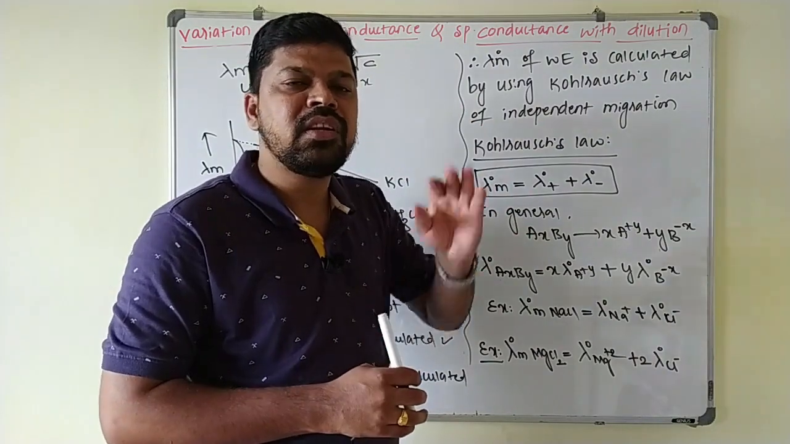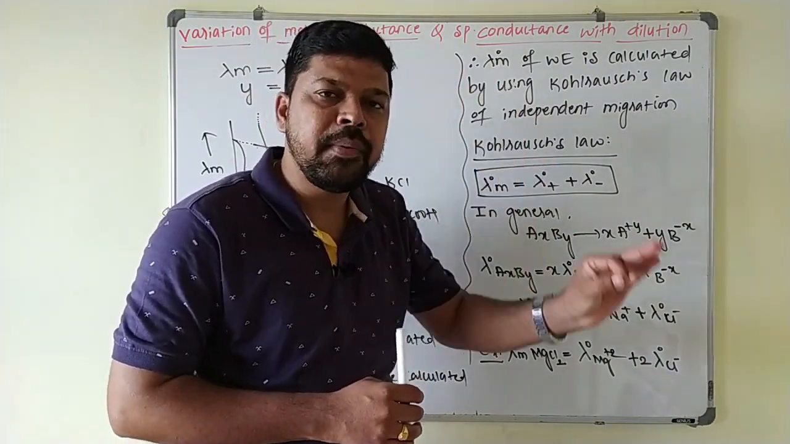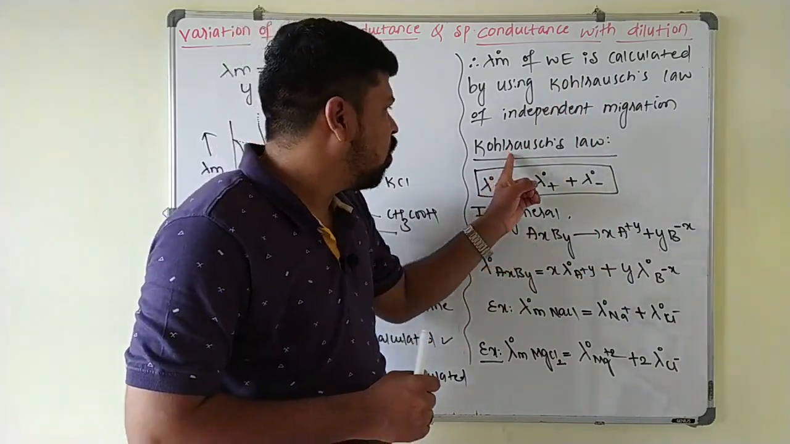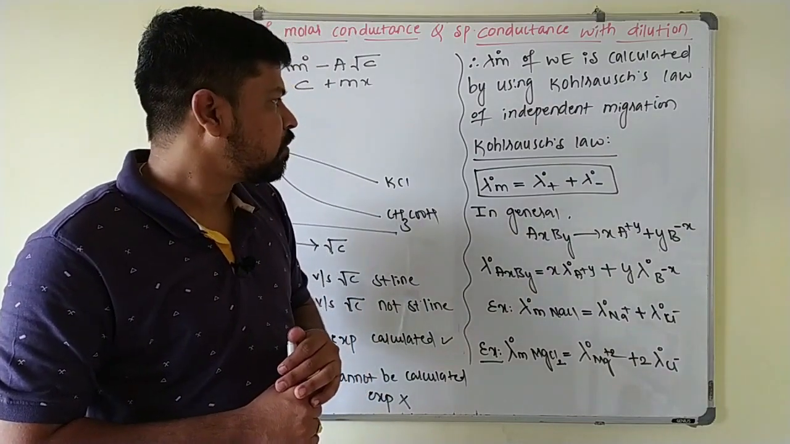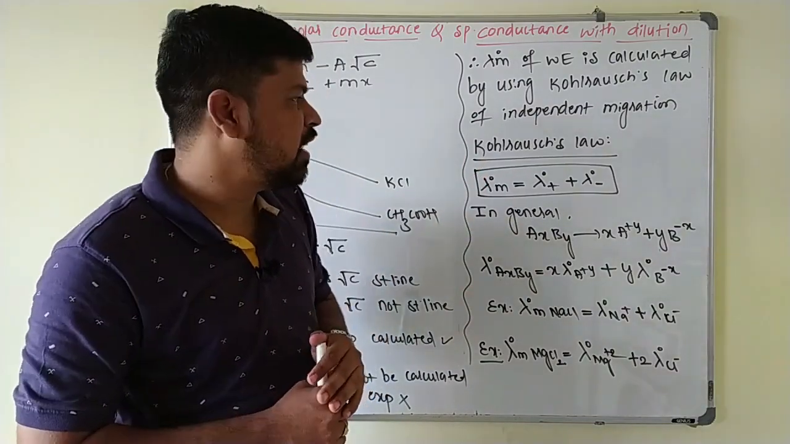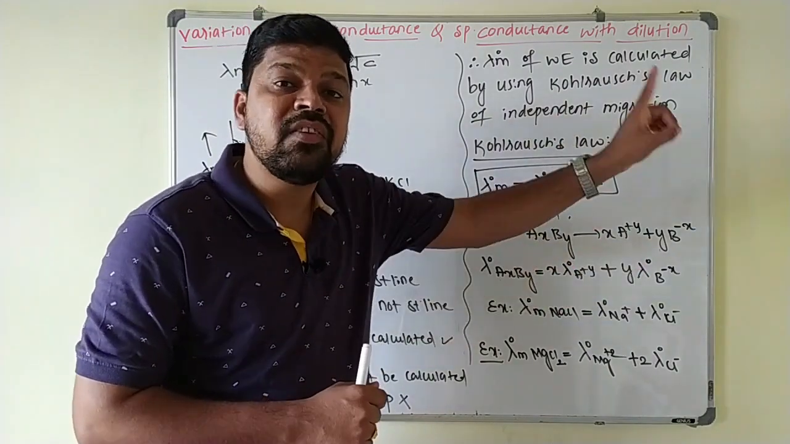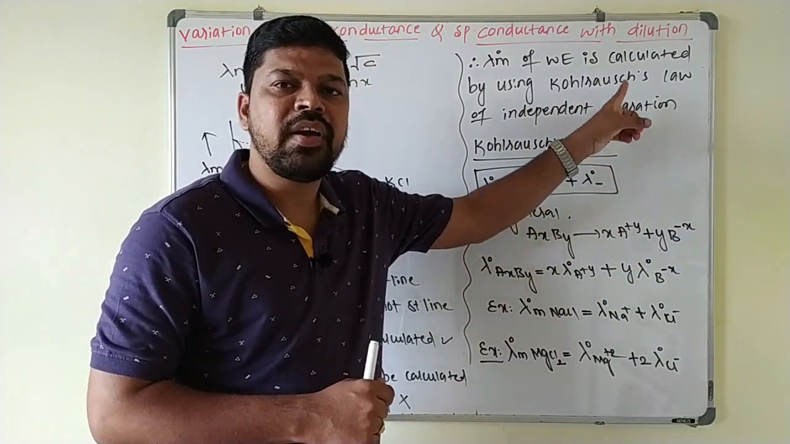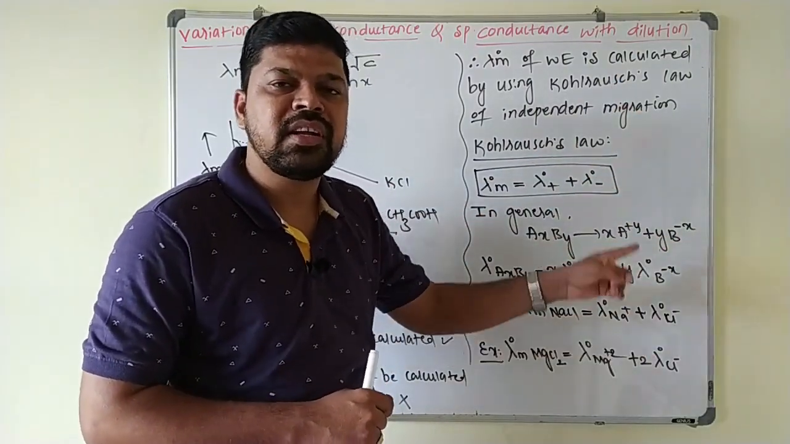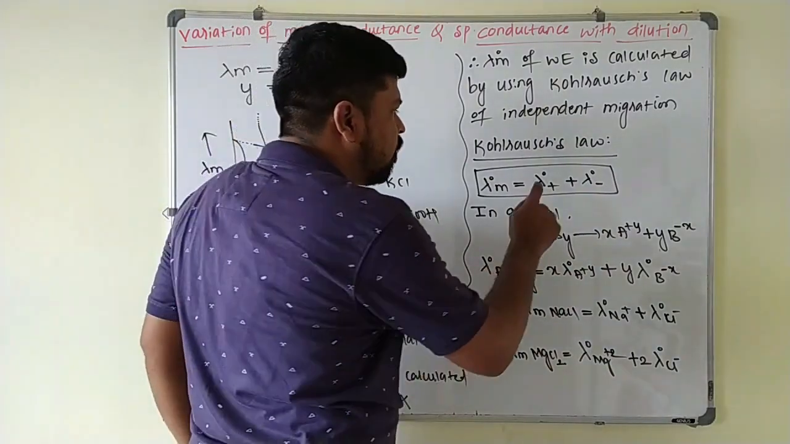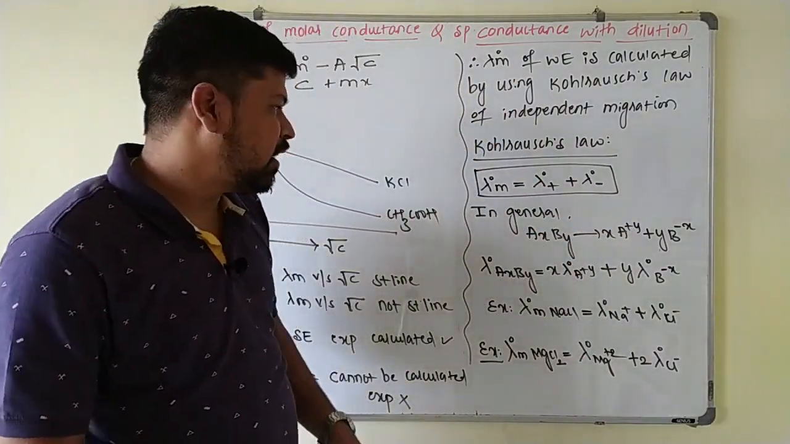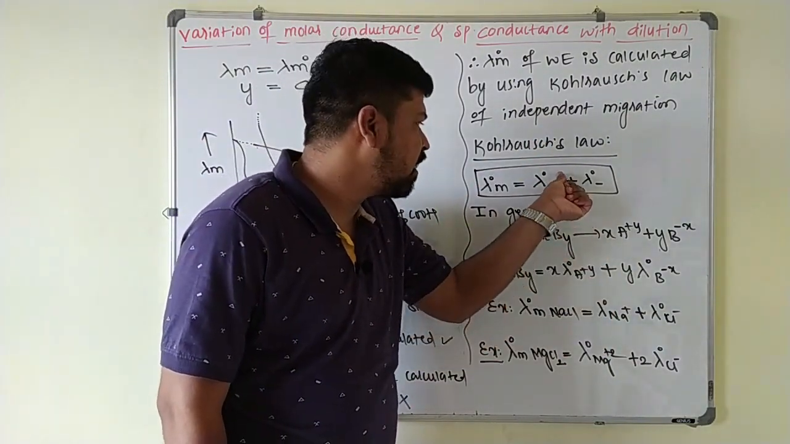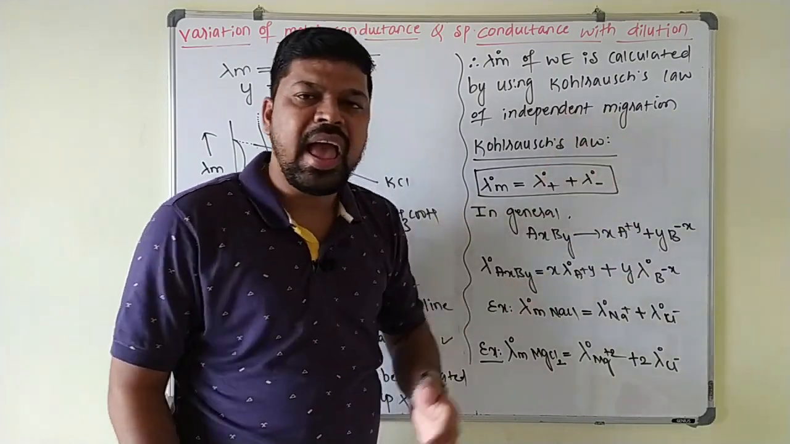So at infinite dilution, these cations and anions will move independently and contribute towards the total molar conductivity. Kohlrausch's law says that the limiting molar conductivity of an electrolyte at infinite dilution is the sum of the individual contributions of cation and anion. So the total limiting molar conductivity of the electrolyte is the sum of the limiting molar conductance of the cation plus the limiting molar conductance of the anion.